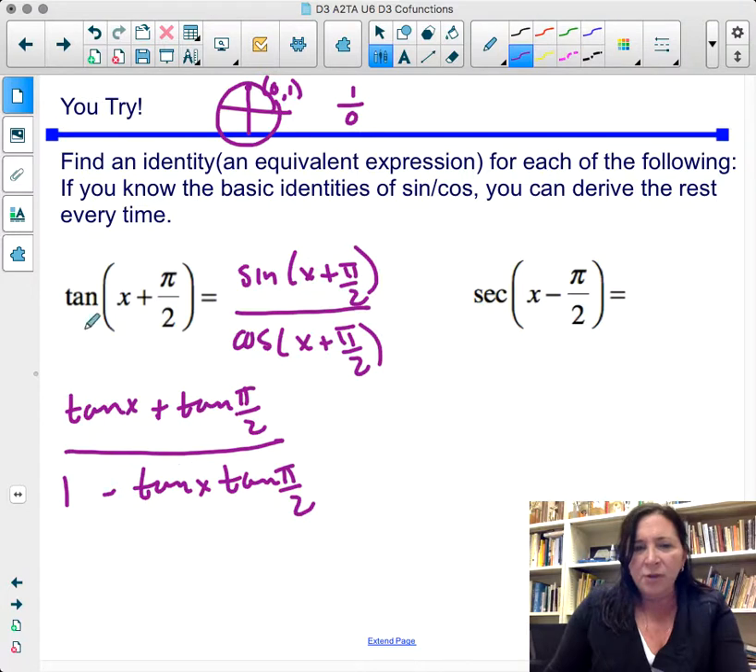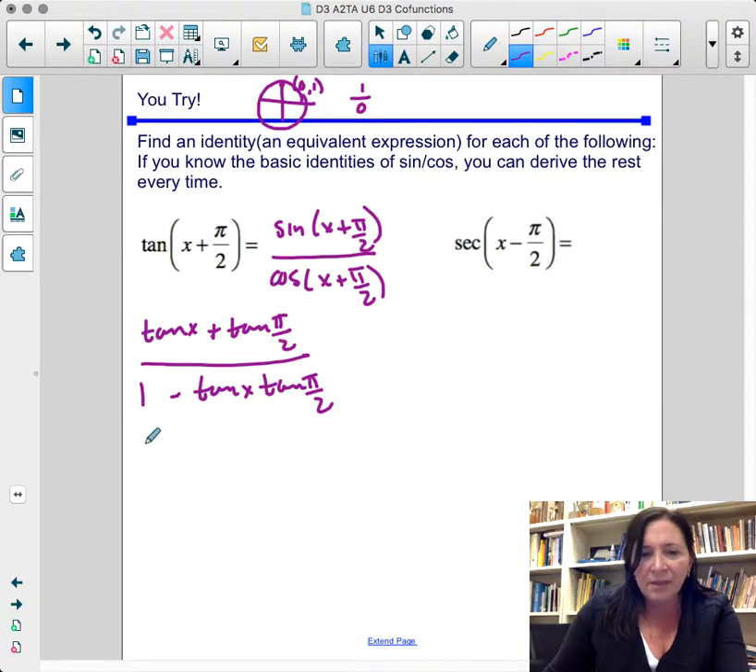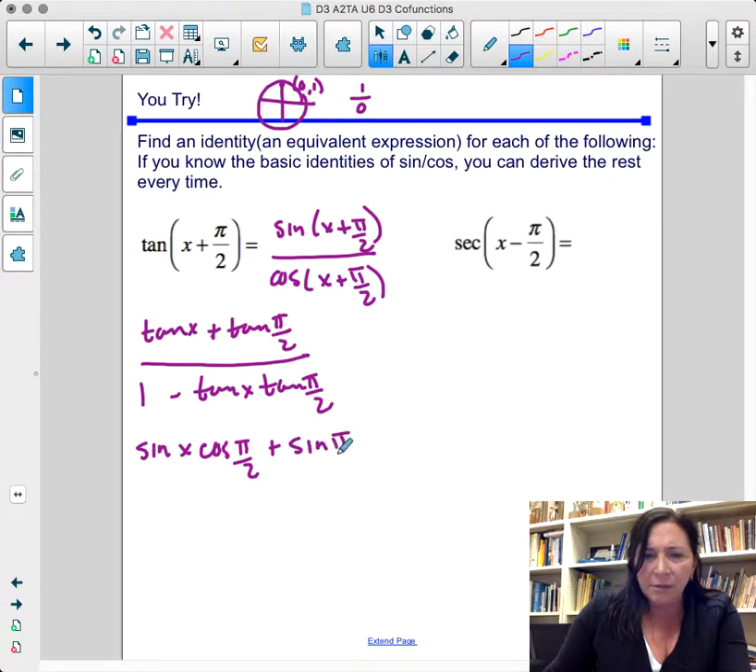Okay, so if you're not sure at this point, you could always do it with the sine and say, well, what does that mean? What is sine of x plus pi over 2? So if I did that one, that's going to be sine of x cosine of pi over 2, the sine is the same, plus sine of pi over 2 cosine of x. Cosine of pi over 2 is 0. So this one right here would be gone, and I'd be left with cosine of x.